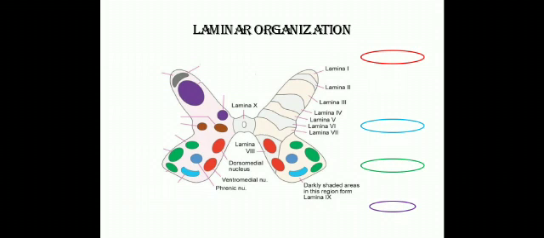So, in the laminar organization of the spinal cord, in thick sections, the spinal cord neurons appear to have a layered arrangement that is called the laminar arrangement. So, 10 layers of neurons are recognized. They are also known as laminae. They are numbered by Roman numerals, starting from the tip of the dorsal horn and moving towards the ventral horn.